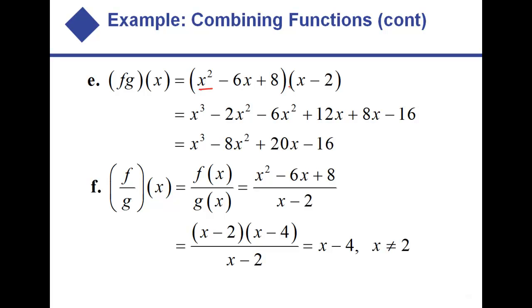So x squared times x gives you that, right? And then times -2 gives you that piece. Then you move on and you do this one. -6 times x gives you -6x squared, right? And then times -2 gives you positive, because negative times negative. Then you move on to the 8, and that gives you this piece and that piece. You combine like terms, and there's your final answer.